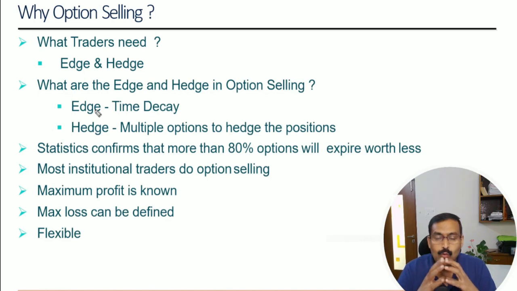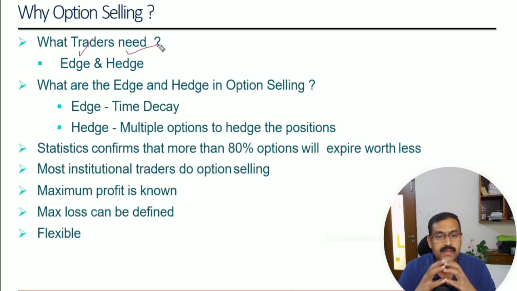Let us now discuss why option selling is better than option buying. So what does any trader need to make money? He needs mainly two things. One is an edge and the other one is the hedge. When you have these two, the probability of making money is quite high.